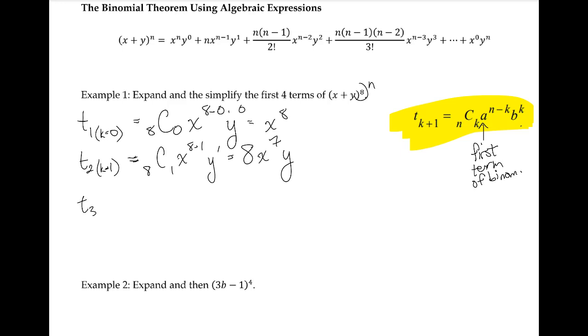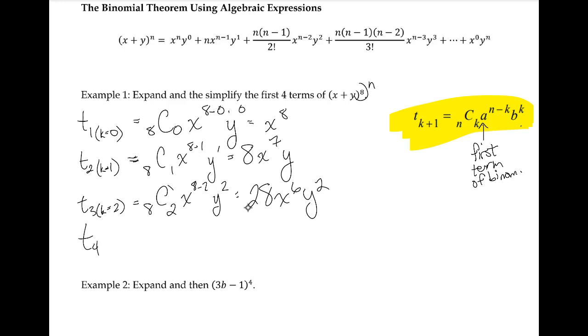Term 3, k equals 2, and you're noticing a pattern here, I hope. 8 choose 2, x to the 8 minus 2, y to the 2. And I'd use my calculator to figure this one out. It gives me 28 x to the 6 y squared.